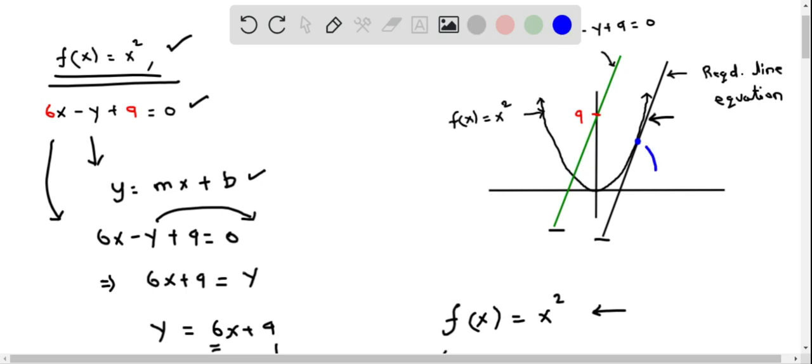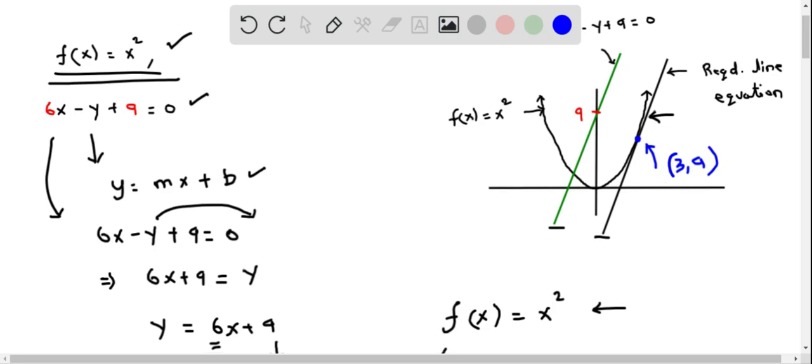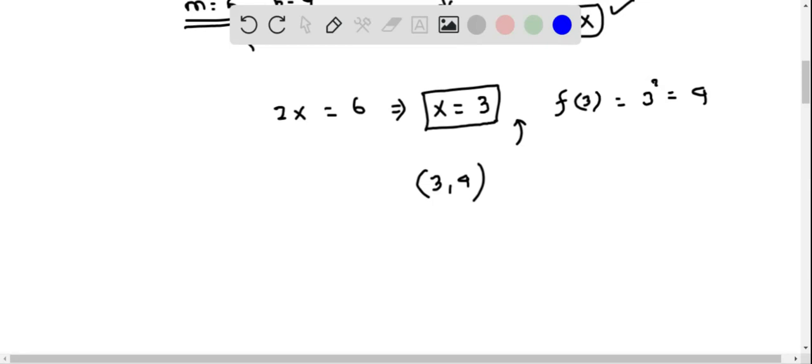So as we can see from this diagram, this is the point of contact of the graph of f of x equal to x squared as well as the line. And this we have determined to be 3 comma 9. So now we know the point the line passes through, as well as the slope of the line, which equals the slope of the line already given to us. So let's use these two pieces of information to determine the equation of the line. So therefore, equation of required line.